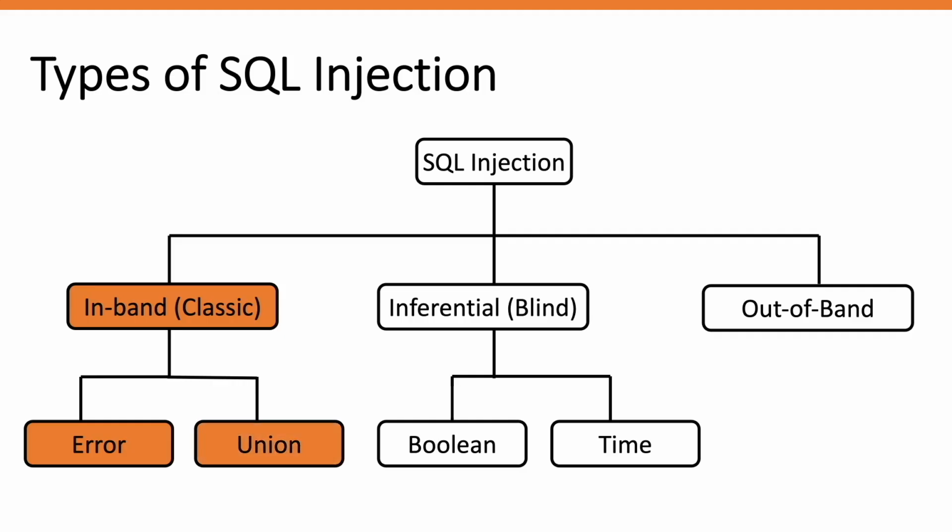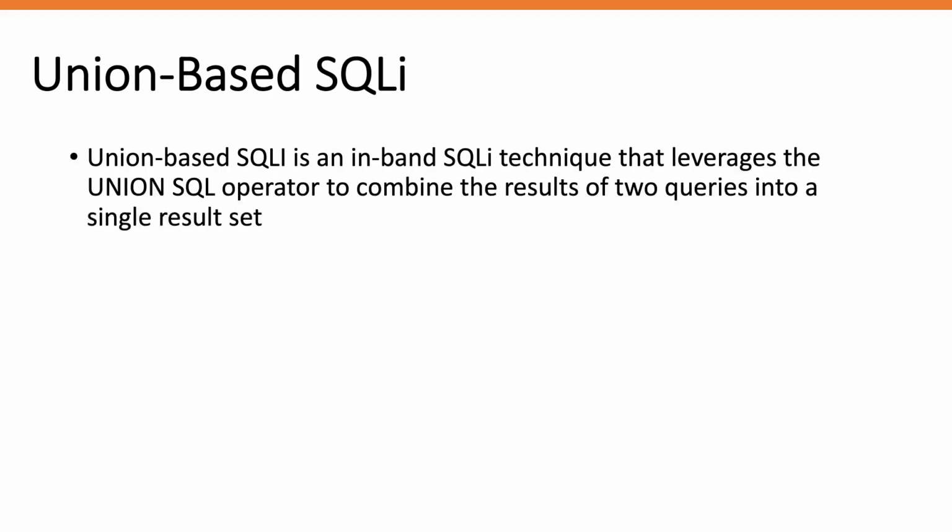Next, we have union-based SQL injection. Union-based SQL injection is a type of in-band SQL injection technique that uses the UNION SQL operator to combine the results of two queries into a single result set. Again, I mentioned in the previous couple of slides that I don't want to output just the result of the original query. I want to output a query of my choosing. And if an application is vulnerable to union-based SQL injection, then I get the ability to output the result of a query of my choosing and combine it with the result of the original query that the application is making.